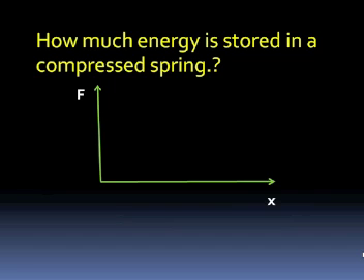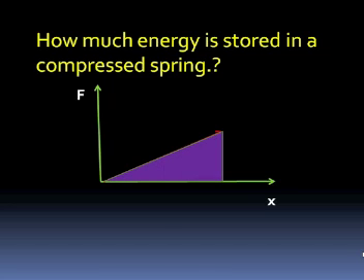Well, if we plot force versus the extension, we get a straight line graph. That's force versus distance. The area under a force versus distance graph is the work done. That would be the work done to extend or compress the spring, which would be the energy stored in the spring, 1/2 kx squared. k is the spring constant, x is the extension. Make sure you have that memorized.